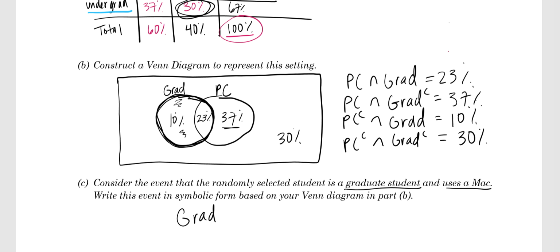So I have grad and uses a Mac. Well, time out. If you put Mac, that's no good because our two variables we used were Mac and PC. And so you can't use Mac because Mac is not a variable we chose. So you would have to use a different way to talk about a Mac. So you'd have to say PC complement. So not PC. If it's not a PC, then from our definition here, it is a Mac. Okay.